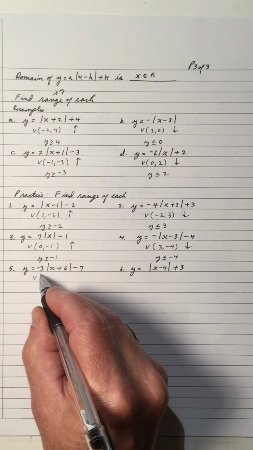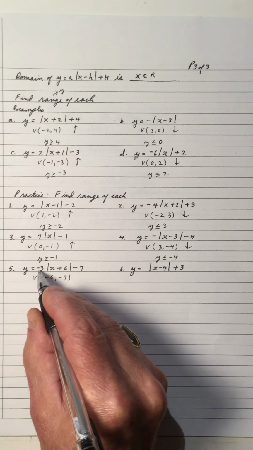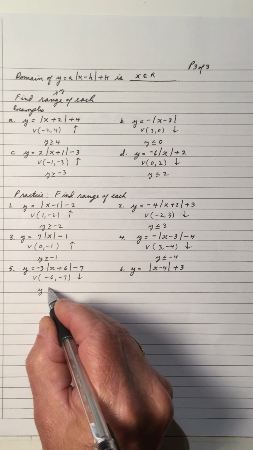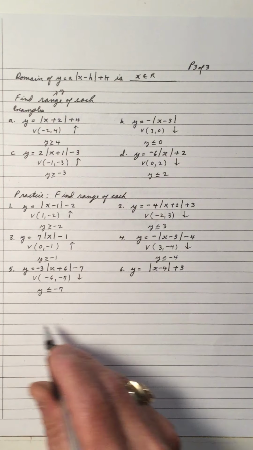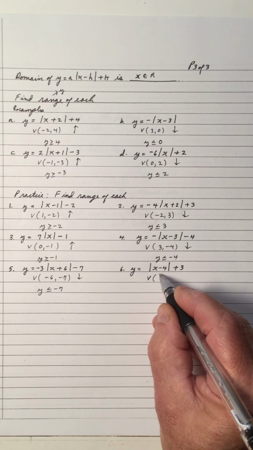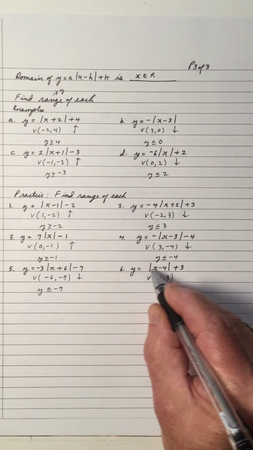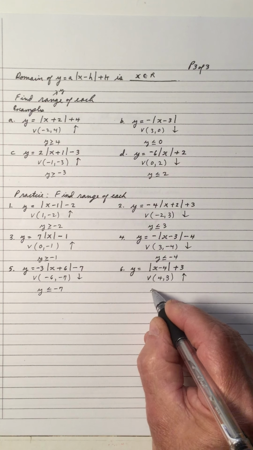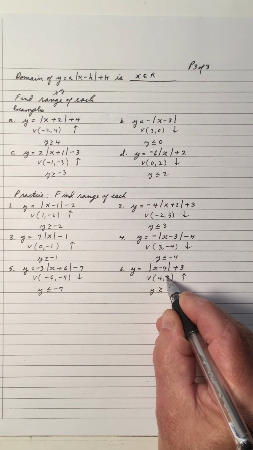Number 5, the vertex is the opposite of +6, which is -6. The y is -7. Because we have a -3, the absolute value opens down, so the range is going down, so the y values are less than or equal to -7, the y value of the vertex. And number 6, the vertex is the opposite of -4, which is 4, and the y value is 3, and a is positive, so the absolute value opens up, and so the range is y is greater than or equal to 3, the y value of your vertex.